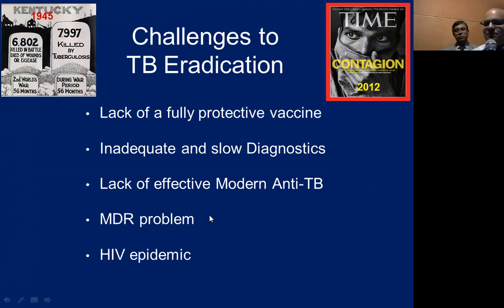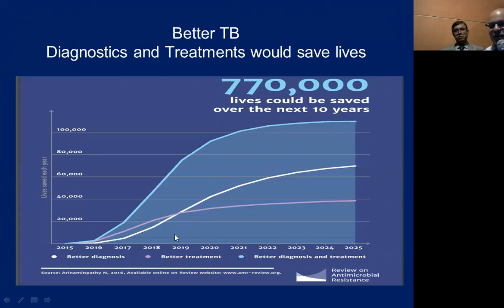And so when we have better diagnostics, we're able to improve the survival. If we have better treatments, we'll improve the survival even further. If we have both, we'll improve it almost to an extra 750,000 people surviving TB each year.